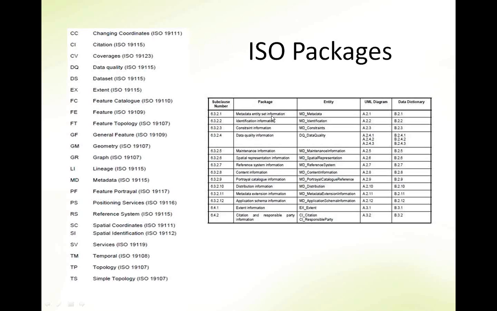You have here metadata entity set information, which is MD metadata. You also may have MI metadata if you're using the -2. You have identification information. That's inside of MD metadata, okay? That's MD identification. You have constraints, data quality, maintenance information, spatial representation, reference info, the content info, portrayal catalog, distribution, metadata extent information, application schema, okay, and then you have extents and citations inside of all of those. So if you remember back in the ISO 101, the different sections that we talked about, the main sections of it.